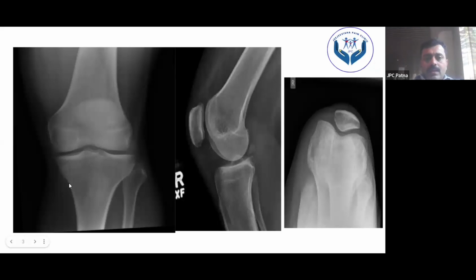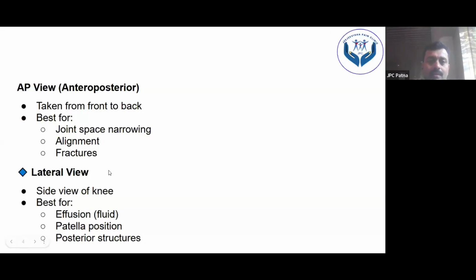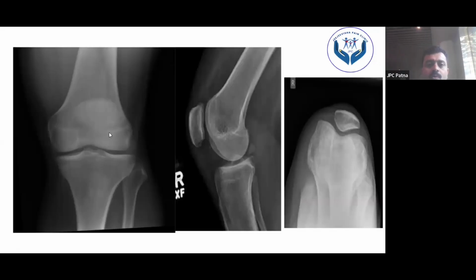Now, with the knee X-ray, what are the important things that you have to know? First and foremost is how much of the femur to cover. This is the femur, as all of us know. This is the tibia. This is the fibula. So how much of the femur has to be covered, and how much of the tibia and fibula should be there whenever we are taking or looking at an X-ray? Ideally, one third of the femur and one third of the tibia has to be covered.